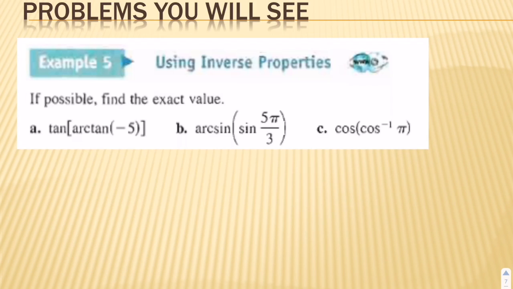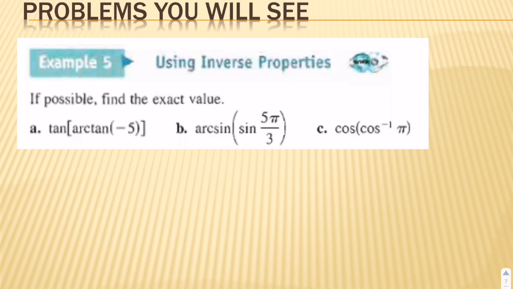So here are some kinds of problems that you should be considering. In example 5 here, it says, if possible, find the exact value. So we're trying to take the tangent of the inverse tangent of negative 5. Well, it'd be nice to say we get negative 5, and actually we do.